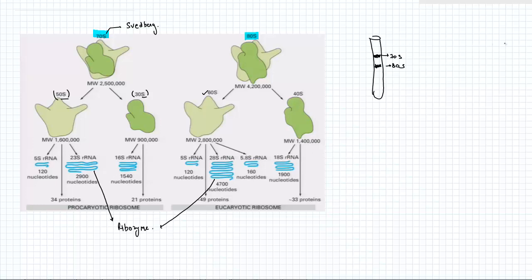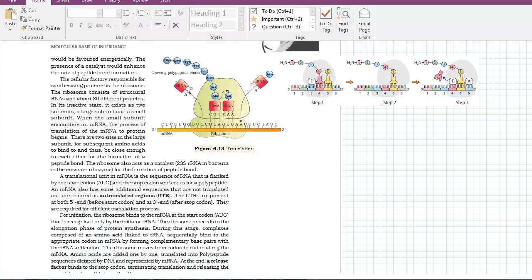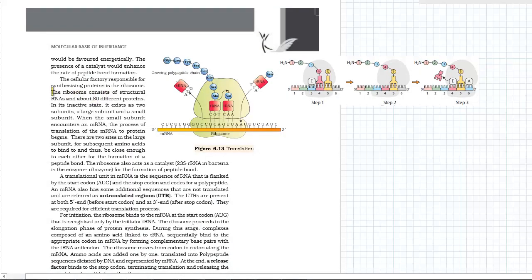Now let us get back to the NCERT. It is also saying the ribosomes consist of structural RNA and protein, about 80 different proteins. In the inactive state, it exists in two subunits, one larger subunit and one smaller subunit, as it is written right here as well. When the smaller subunit encounters an mRNA, the process of translation of mRNA to protein begins.